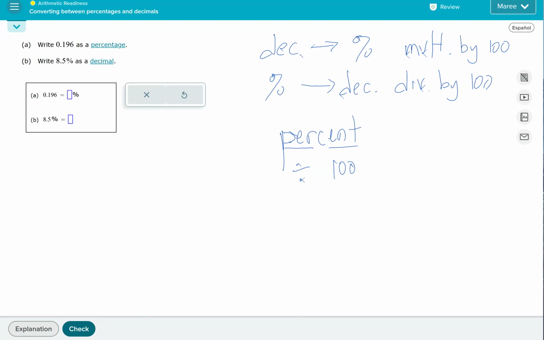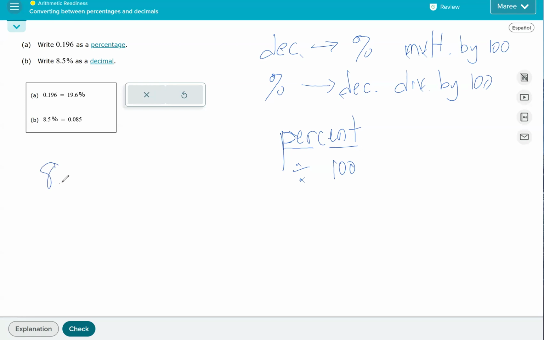So in this case, we're going to take 196 thousandths, times it by 100, and you will get 19.6. And then when you divide by 100, the 8.5 divided by 100 is 0.085. Let me show you just really quick how to divide by 100.